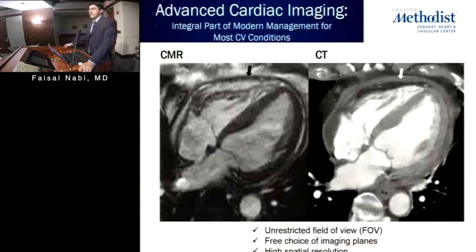So this is where the techniques of cardiac CT and cardiac MRI really come into play. And I hope you'll appreciate that today in 2016, both these techniques are an integral part of the modern management of most cardiovascular conditions. And this includes pericardial disease. This is because of the unprecedented ability to now view the heart and its corresponding function. These techniques have an unrestricted field of view, tremendous spatial resolution, and an ability to choose any imaging plane you would like to see.